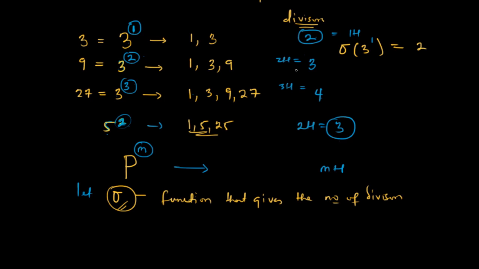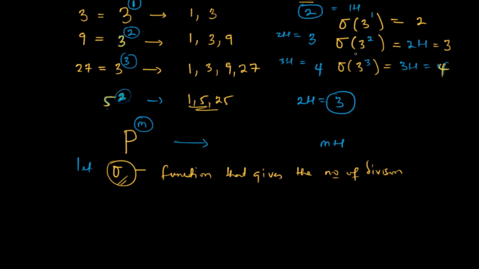So sigma of 3 to the power 2 is just going to be 2 plus 1, which is 3. So sigma of 3 to the power 3 is just going to be 3 plus 1, which is 4. So what I'm trying to do is make a short form instead of saying number of divisors. So I'm using a formula now.